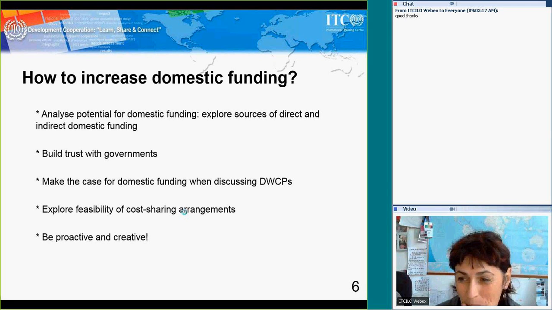Discussions around the development or the renewal of decent work country programs are a great entry point for exploring how the governments could contribute to the realization of their own decent work outcomes. There's not always a need for the ILO to provide direct support. Costing arrangements, whereby the ILO delivers the technical expertise while the government implements a project, might be an attractive way of working. And with that, I've come to the end of my presentation.